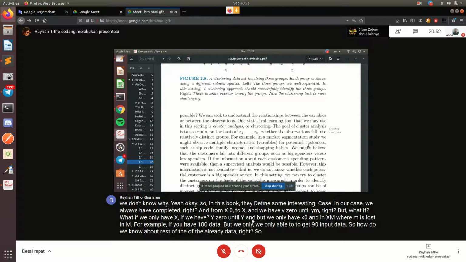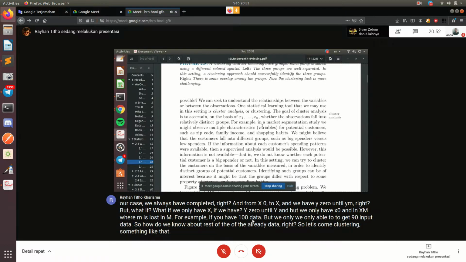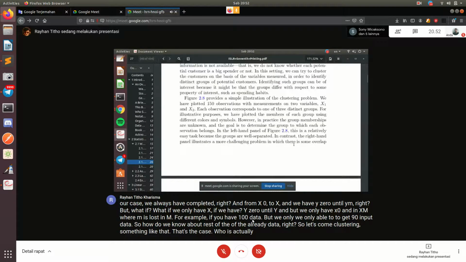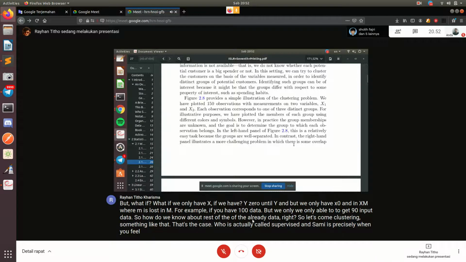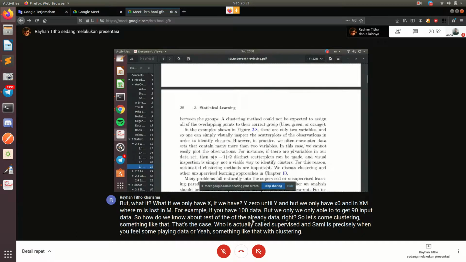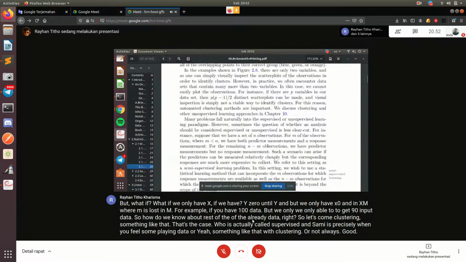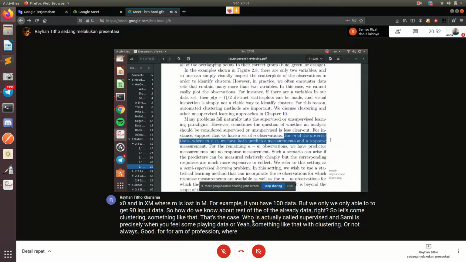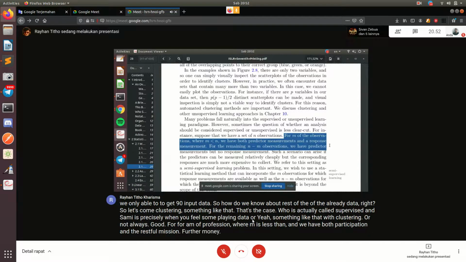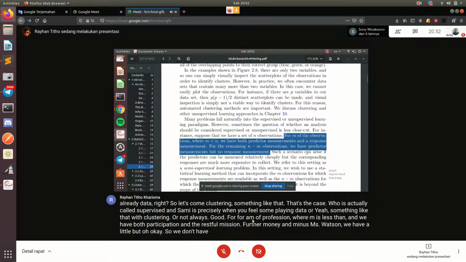So there comes clustering, something like that. That case is actually called semi-supervised learning, when you fill some blank data with clustering. For m observations, where m is less than n, we have both predictor measurements and response measurements. For the remaining n minus m observations, we have predictor measurements, but we don't have the response, not the inputs.